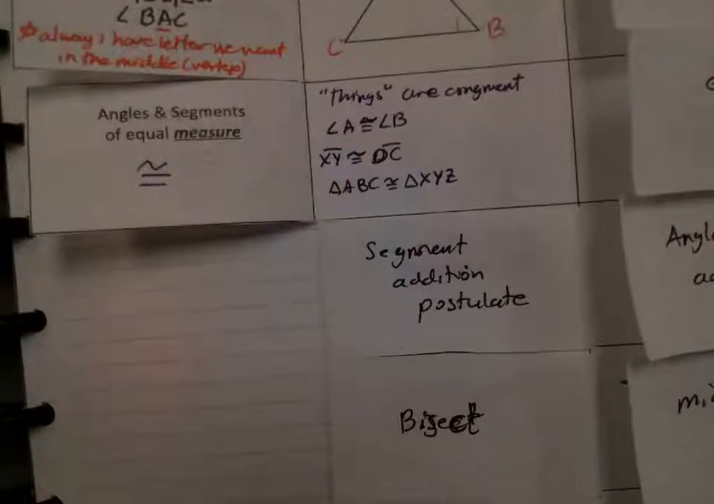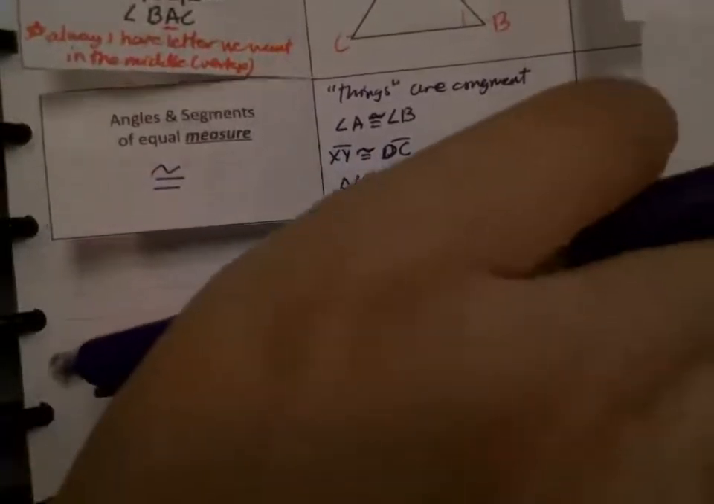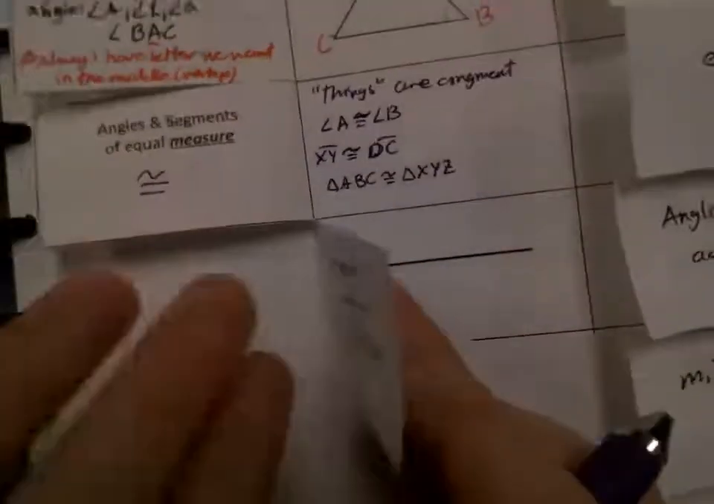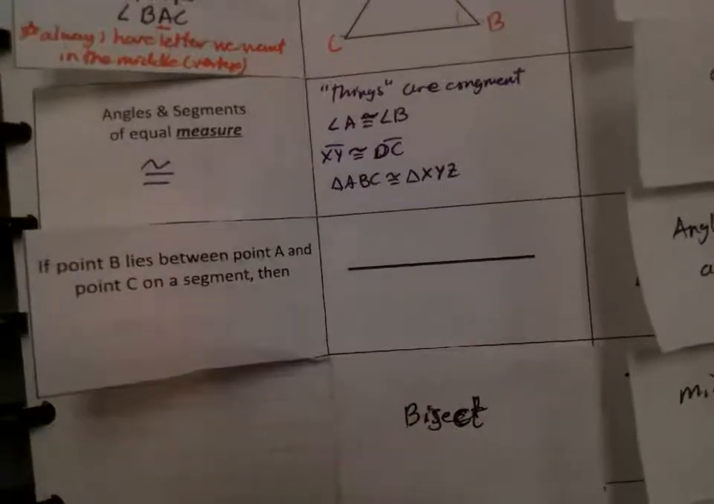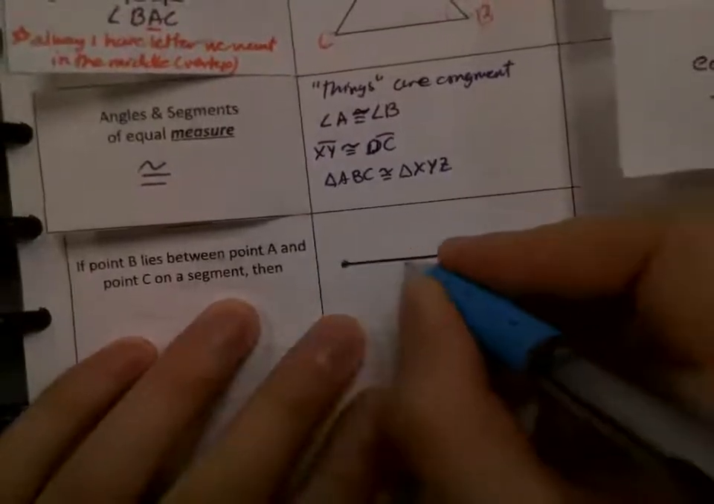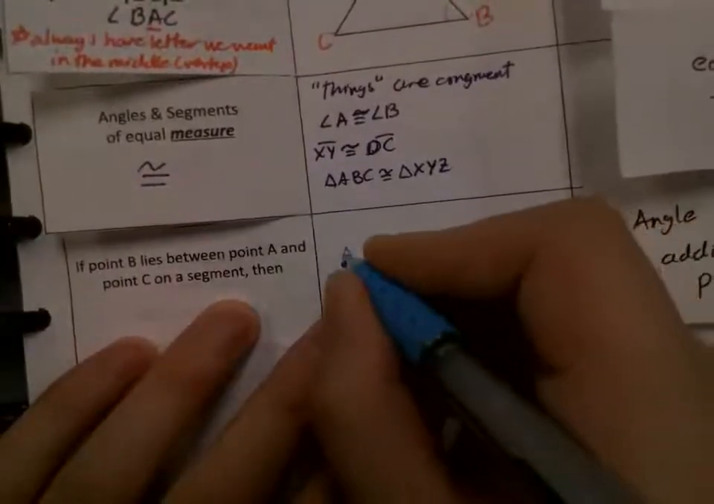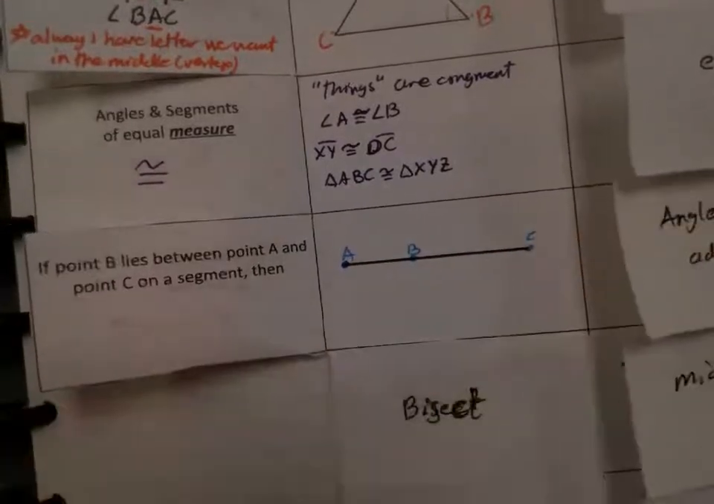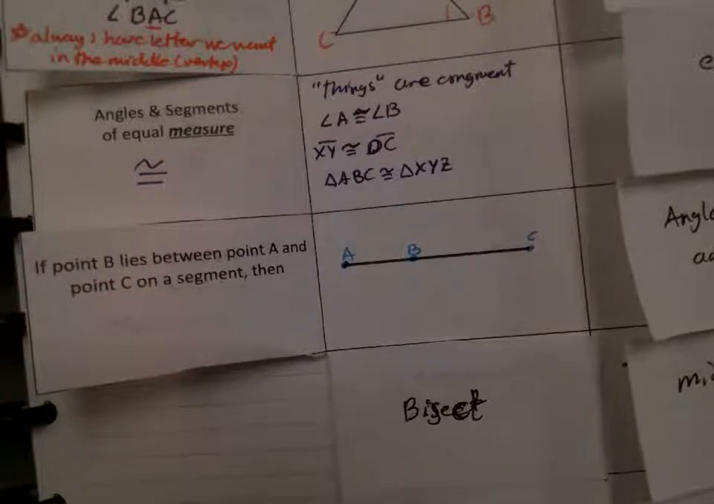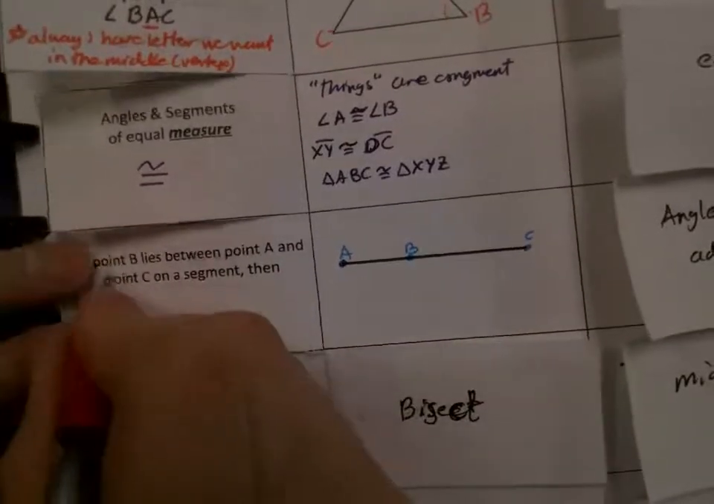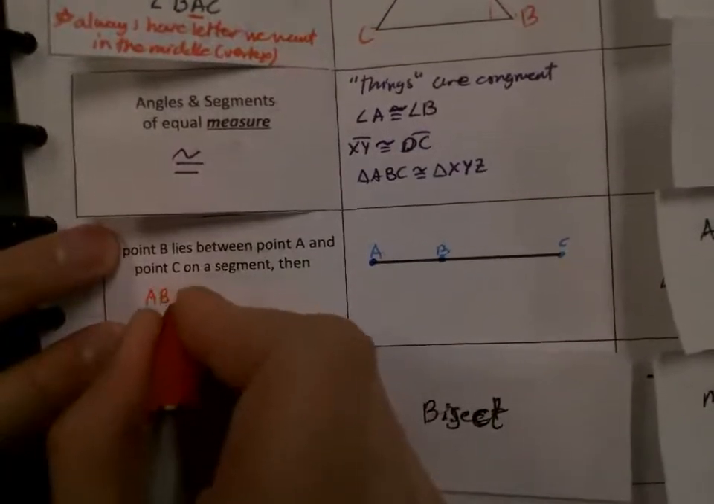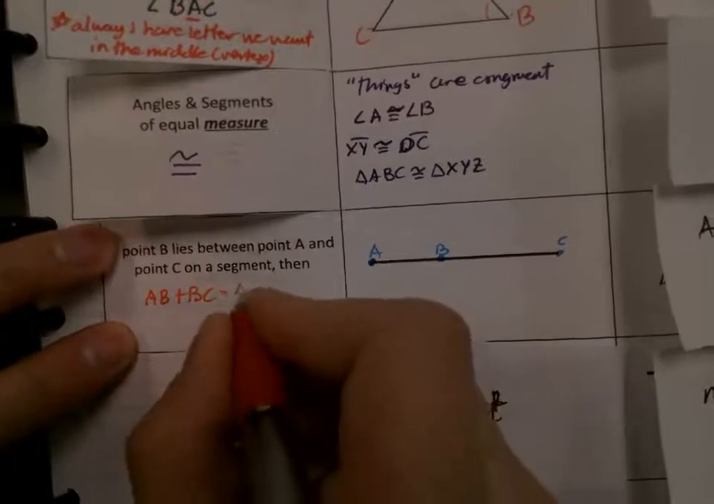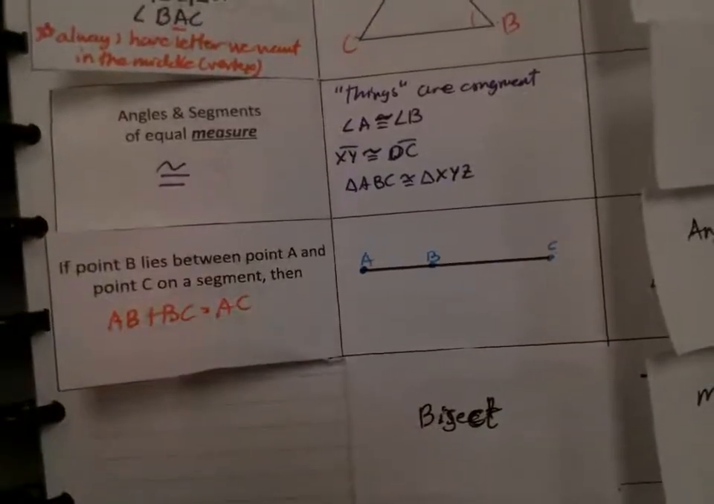Next, segment addition postulate, okay? So, what the heck is this? I get a lot of questions about this one. Shh, a little too much talking, guys. All right? The segment addition postulate says the following. If I have a line segment, such as this one, and I break it into two parts, call this A, B, and C, and I state the following: if a point B lies between A and a point C on a segment, then AB plus BC equals AC. Parts of a whole make a whole, right? That's basically what that's saying.